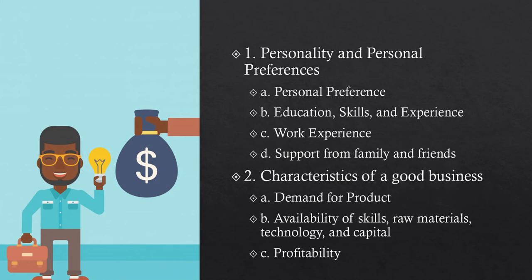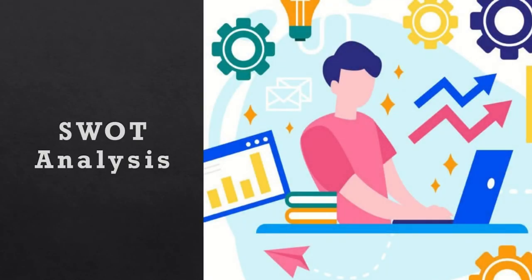Number 1, personality and personal preferences. A, personal preferences. B, education, skills, and experiences. C, work experience. D, support from family and friends. Number 2, characteristics of a good business. A, demand for product. B, availability of skill, raw materials, technology, and capital. C, profitability.